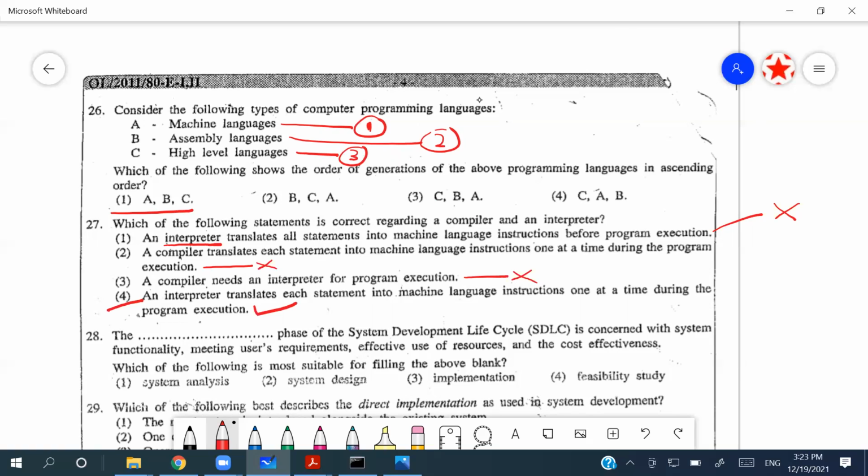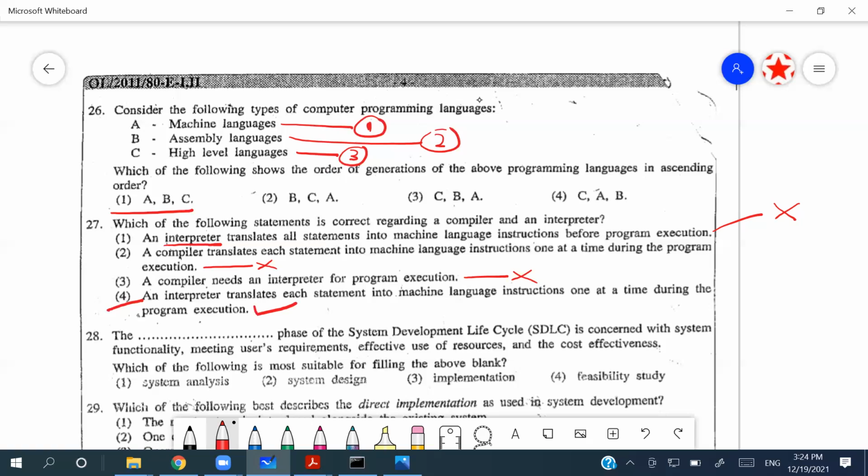Then the 28th. A blank phase of the system development lifecycle is concerned with system functionality, meeting users' requirements, effective use of resources, and cost effectiveness. Now, this is going to be an out of syllabus one, because the feasibility study and all these things are not there. But without that, you can answer this question. Now, this is a part of the system analysis, right?